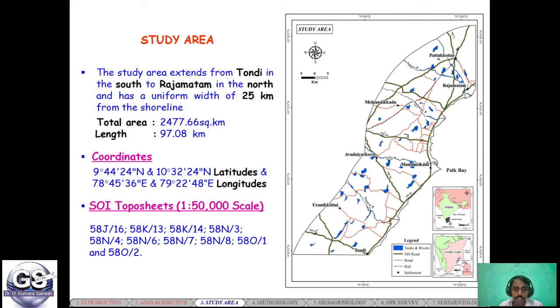The chosen study area covers 97 km of coastal length, with Southern Tondi in the south and Rajamalam in the north, with a uniform width of 25 km from the present-day shoreline. The study area covers an areal spread of 2,477 square kilometers. In addition, this slide also displays the bounding coordinates and a list of topographic sheets falling within the study area.